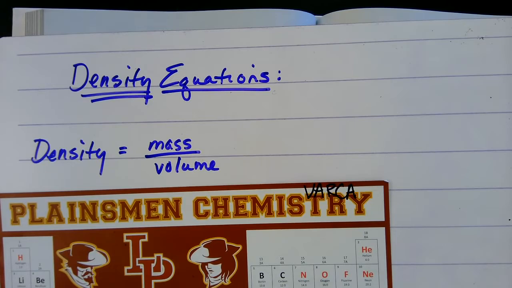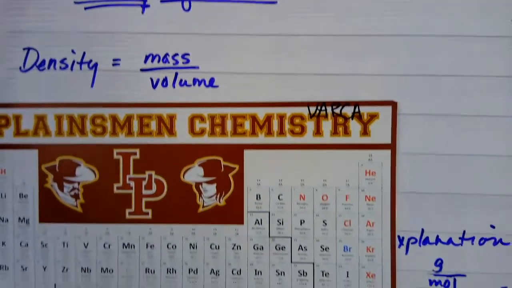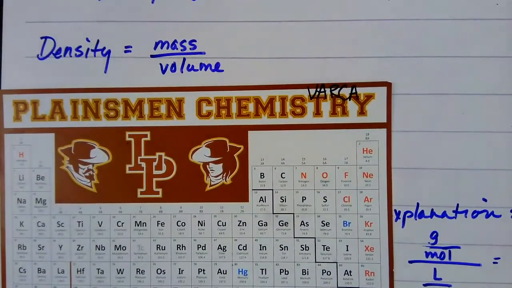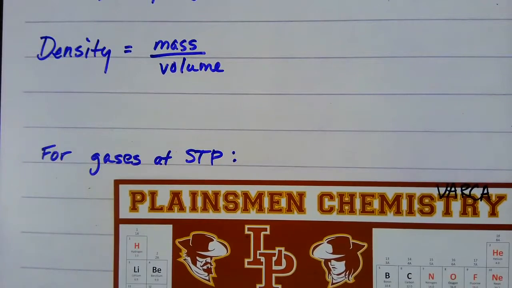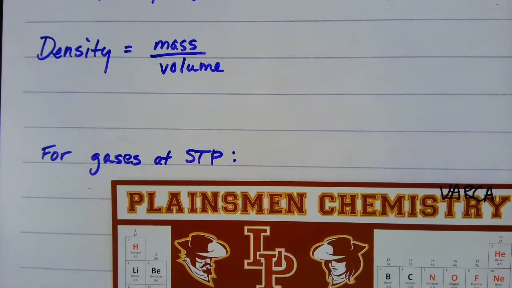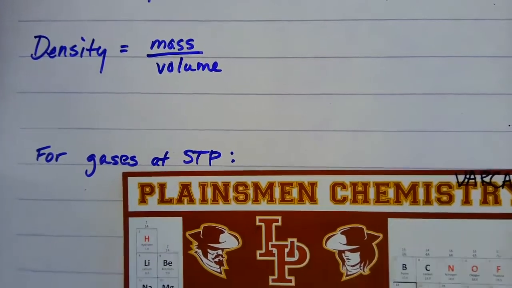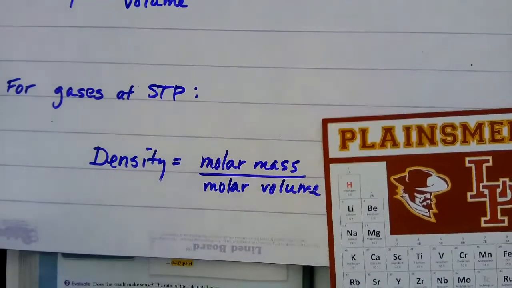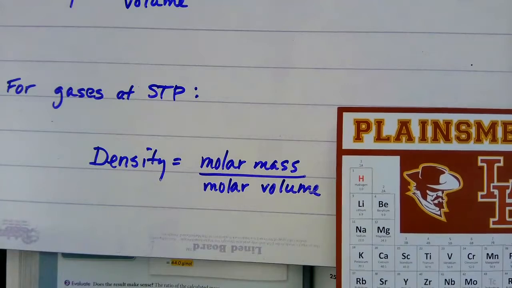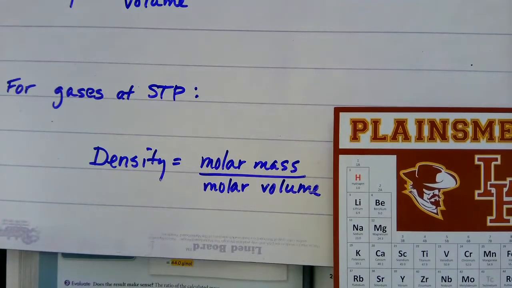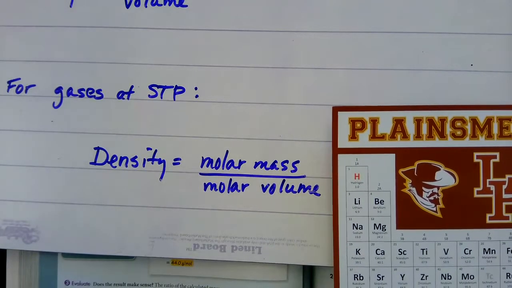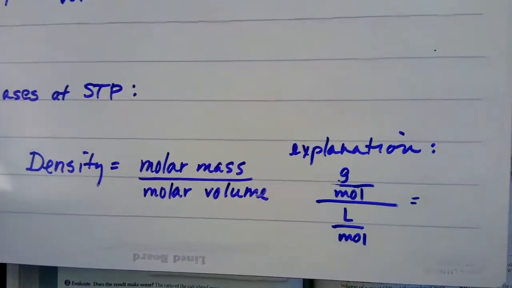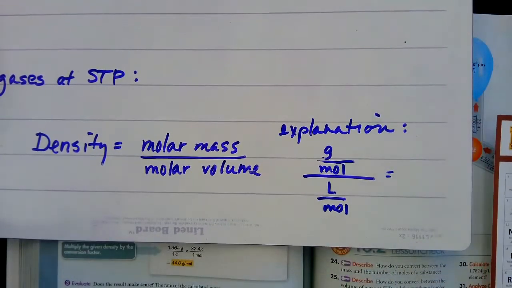Now, if what we're working with is actually a gas, because gases have very little mass per unit volume, we tend to use values of, say, grams per liter instead of grams per milliliter when we're referring to gases. For gases at STP, in order to solve for density, we can work with a density value that is the molar mass divided by the molar volume at STP. And I'll show you how that works in terms of our values.